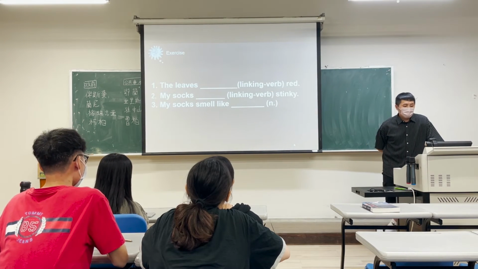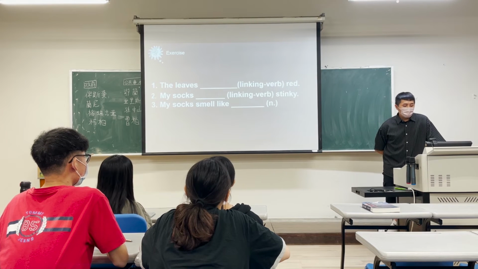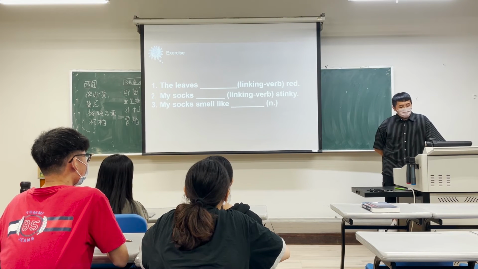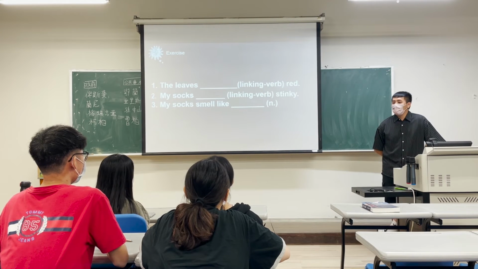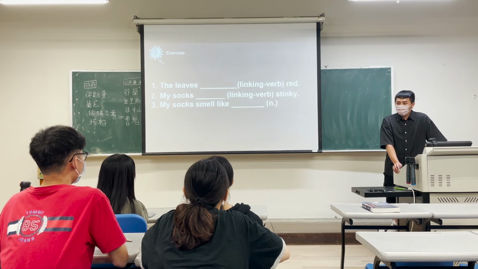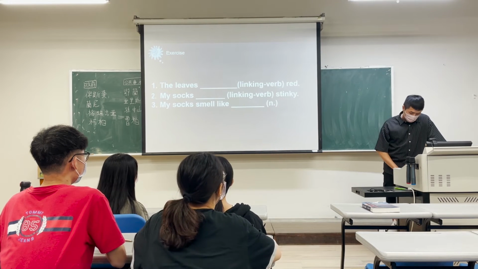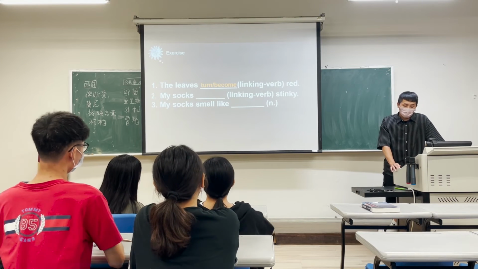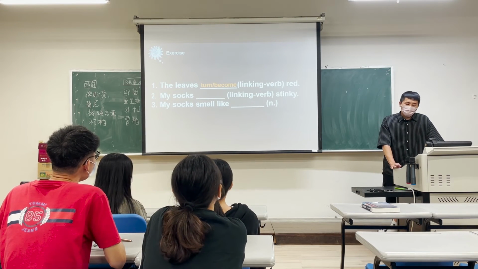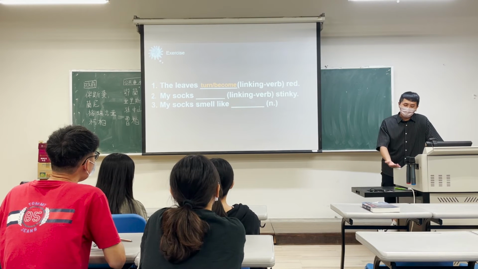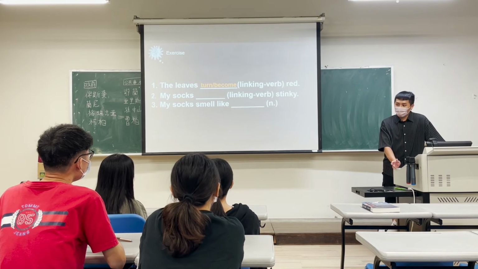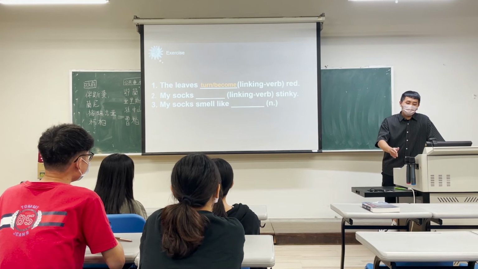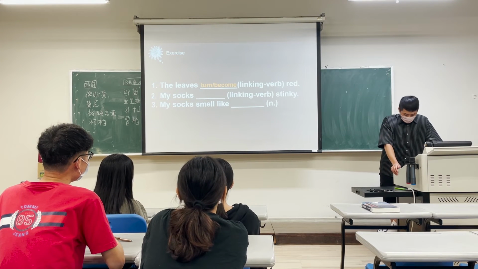So now let us do a quick exercise of linking verbs. So the first sentence, the leaves blank red. I want you to fill in a linking verb. So, anyone? Yes. Okay, good. Turn. What else? Yes. Become. Great. So the two linking verbs that can fill inside are turn and become, right? The leaves turn red. The leaves become red. Right? Repeat after me. The leaves turn red. And the leaves become red. Very good.